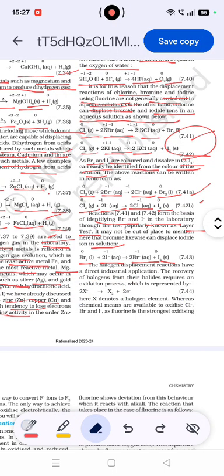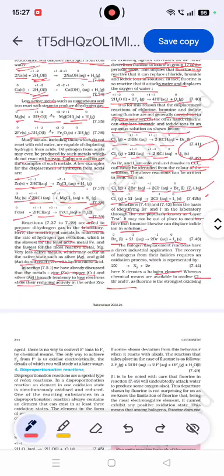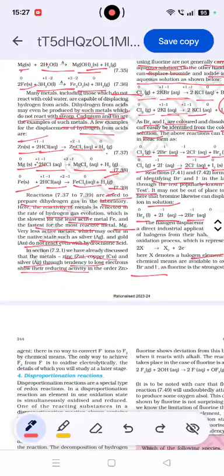Here X denotes a halogen element. Chemical means are available to oxidize Cl minus, Br minus and I minus, but as fluorine is the strongest oxidizing agent, there is no way to convert fluoride ion into fluorine by chemical means. The only way to achieve fluorine from fluoride ion is to oxidize it electrolytically, the details of which we will learn in a later stage.